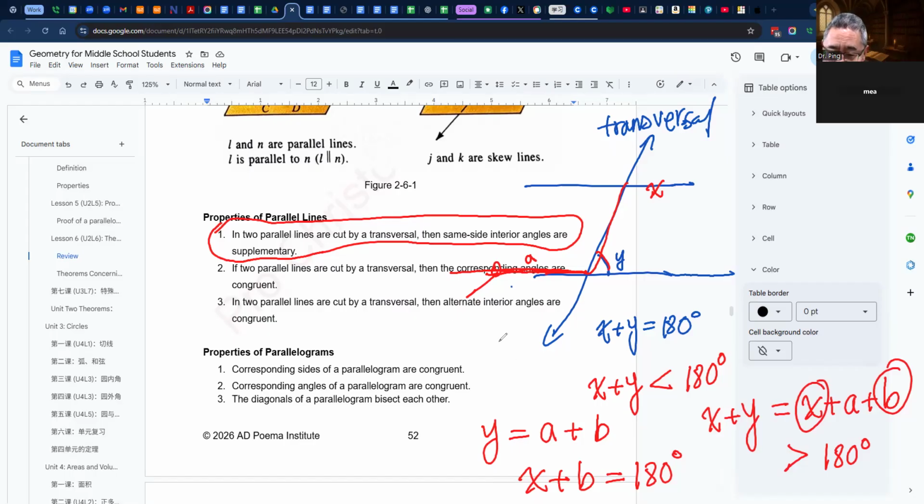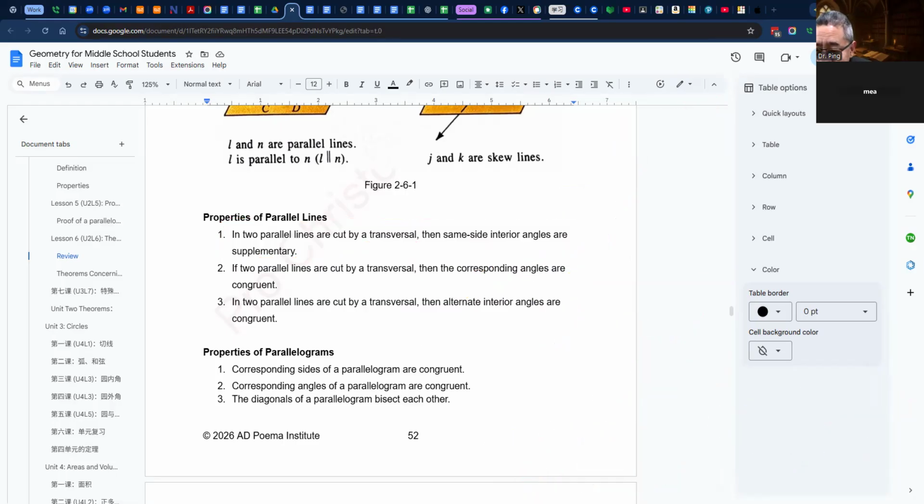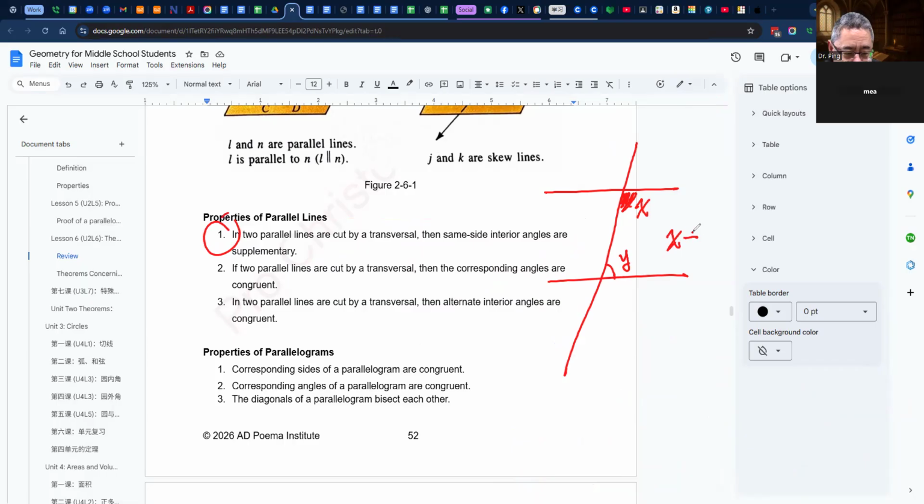Now back to this very important property of parallel lines. Number one, when you have two parallel lines and a transversal, this angle, let's call that X, and this angle is called Y, and they add together to 180. In geometry, we call those two angles supplementary, which just means they add together to 180. This is very important because the other properties we can deduce based on this property.